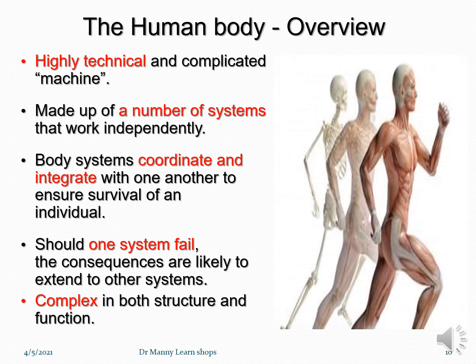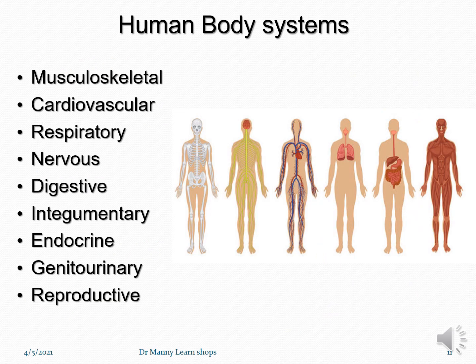Absolutely amazing. And as I said, human beings tend not to appreciate it and tend to abuse it. And then they get sick. What are some of the body systems? Well, we have the musculoskeletal system, the cardiovascular system, the respiratory system, nervous, digestive, integumentary, endocrine, genitourinary, and reproductive.